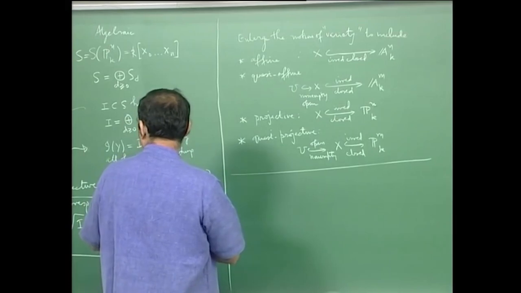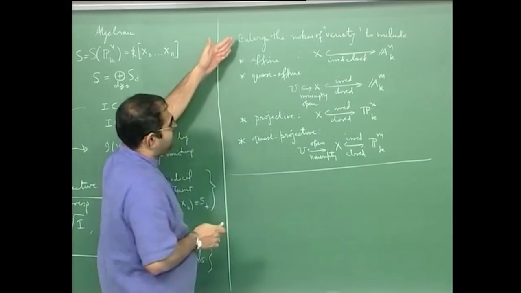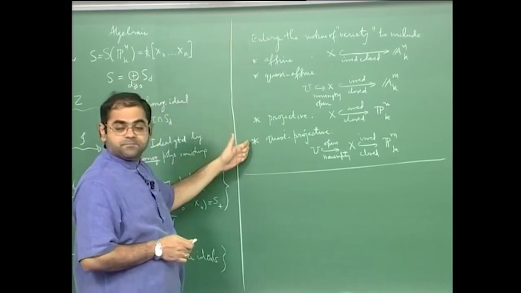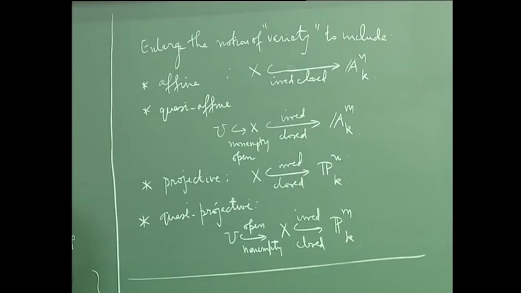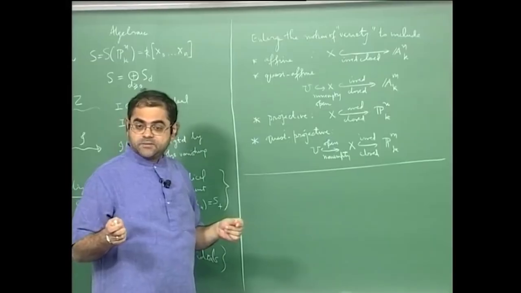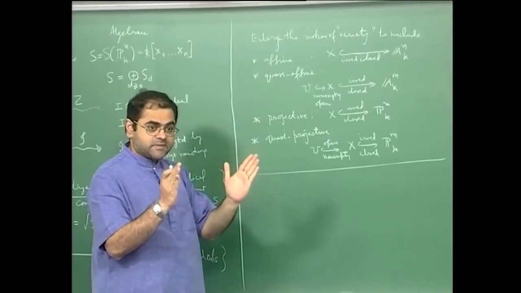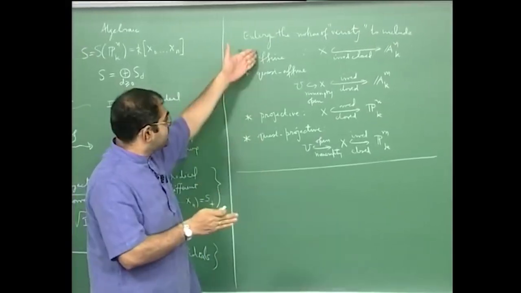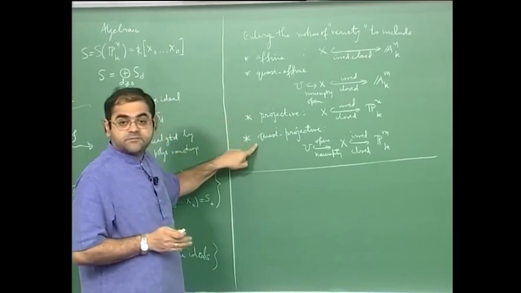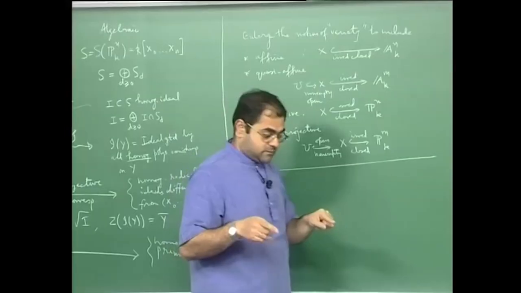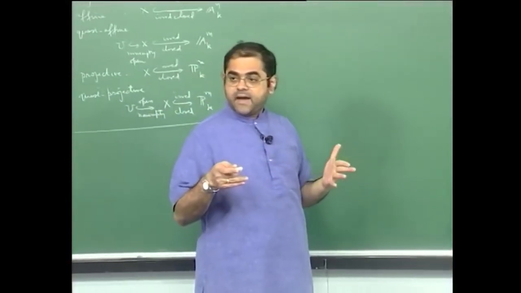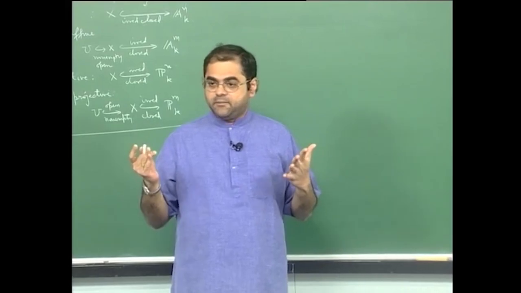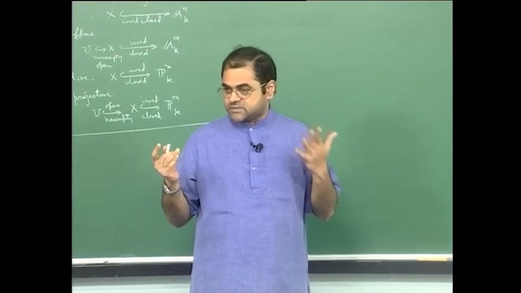Now, what I wanted to do is I've enlarged the objects in the category of varieties like this. I also want to enlarge, I'm thinking of the category of varieties, which means I have to think of both objects and morphisms. The objects, of course, I've enlarged because I've added projective and quasi-projective varieties, but then I have to enlarge the definition of morphism. The definition of morphism in the affine or quasi-affine case is that it's a continuous map that pulls back regular functions to regular functions.